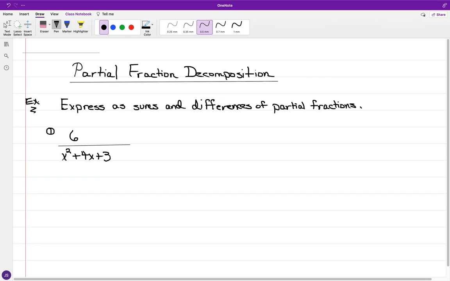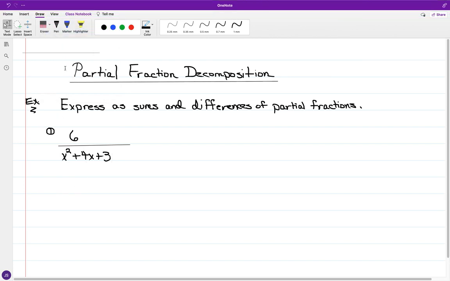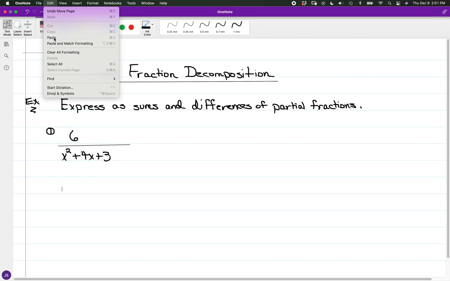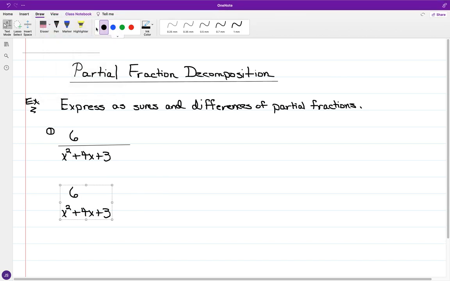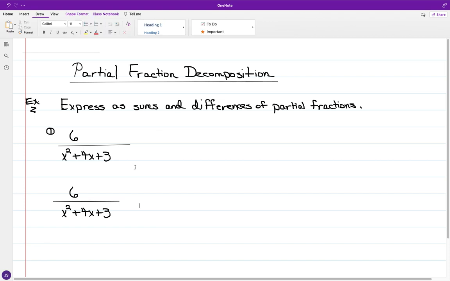And for what we have as a sample, we have 6 all over x squared plus 4x plus 3. And this ratio can be made up by two particular fractions. With partial fraction decomposition, we're going to have the denominators of what will be referred to as partial fractions consist of the factors that make up x squared plus 4x plus 3.